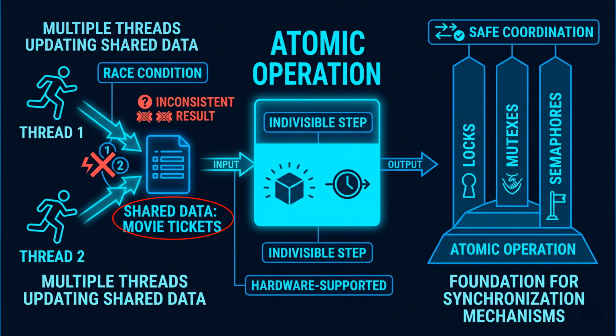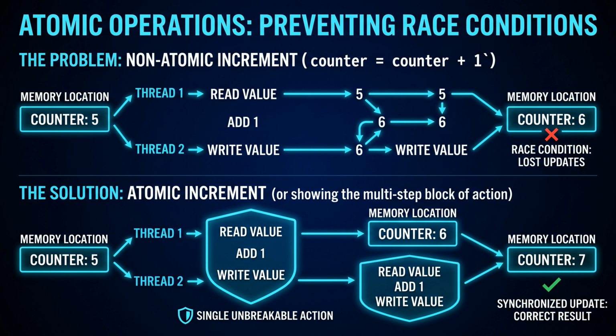This is exactly why operating systems rely on something called atomic operations. These are tiny but powerful hardware supported actions that happen as one indivisible step. No other process can interrupt them halfway. In synchronization, atomic operations become the foundation for building locks, mutexes, semaphores, and many safe coordination mechanisms that we will study next. To understand atomic operations, think of the word atomic as meaning unbreakable into smaller visible parts.